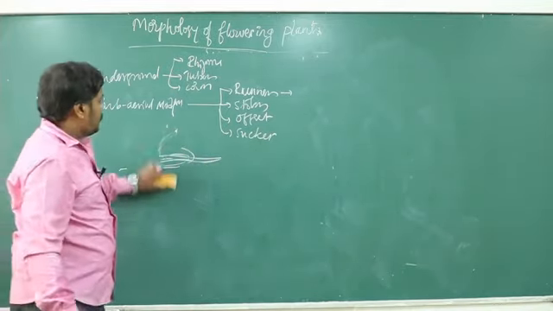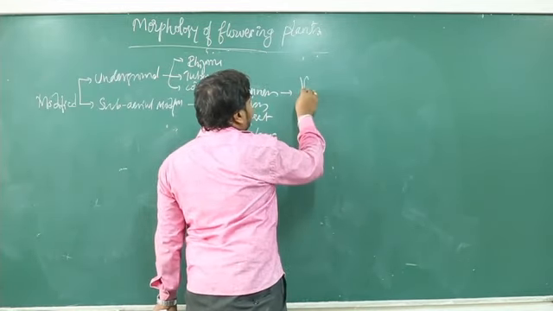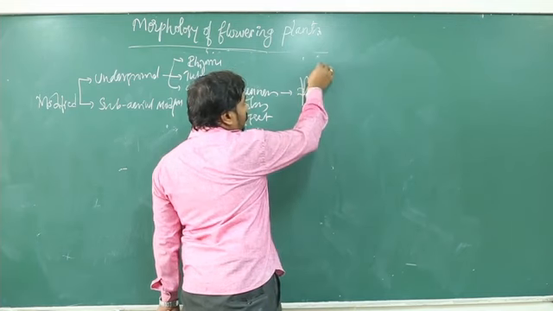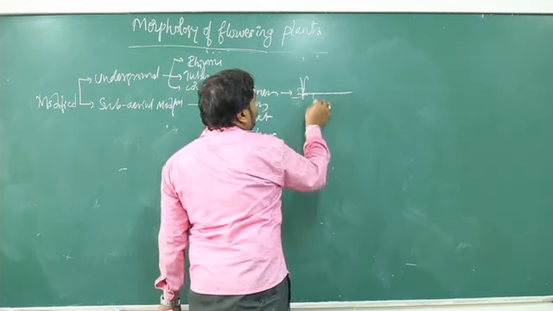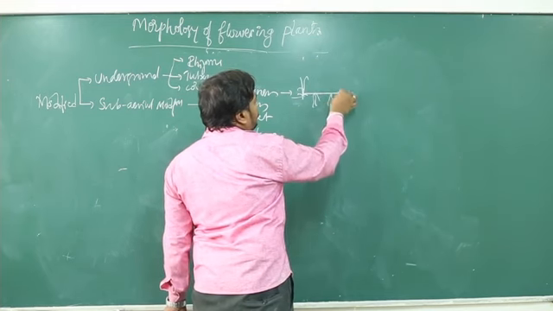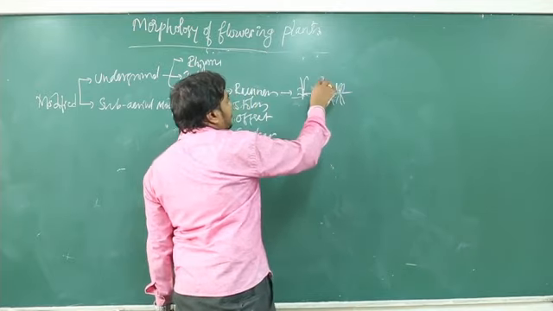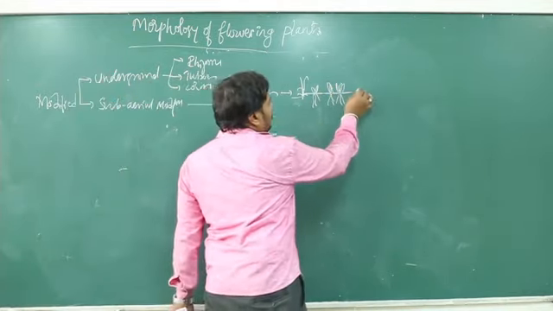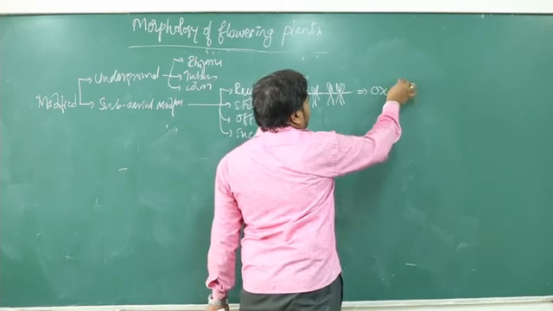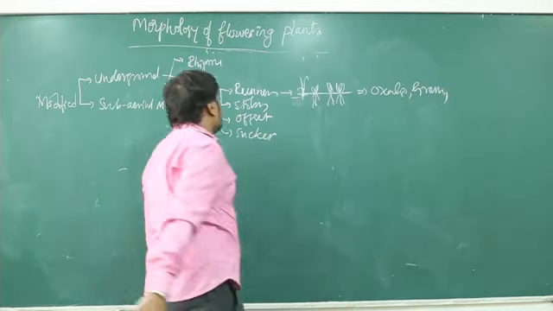In a runner, the auxiliary branch, instead of growing erect, grows horizontally, and at the nodal part it produces adventitious roots, and it helps in growing a new plant there. If you cut it, you can grow it as a new plant. So this is called a runner. Runner is common in oxalis and grasses.